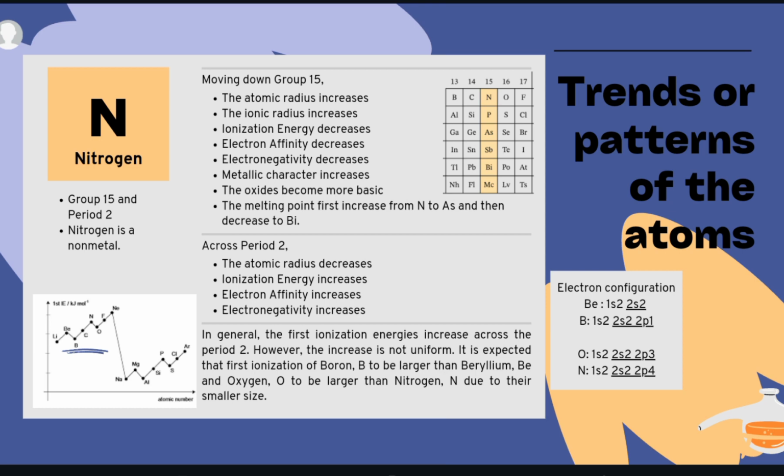However, the outer electron in beryllium is in the s sublevel, which is in a stable 2s2 configuration that requires high energy to remove it, compared to removing an outer electron from boron, where the electron is in the p sublevel.